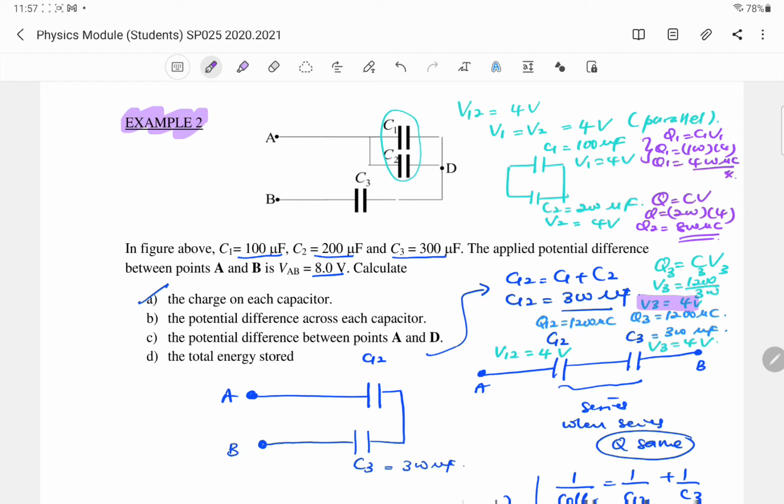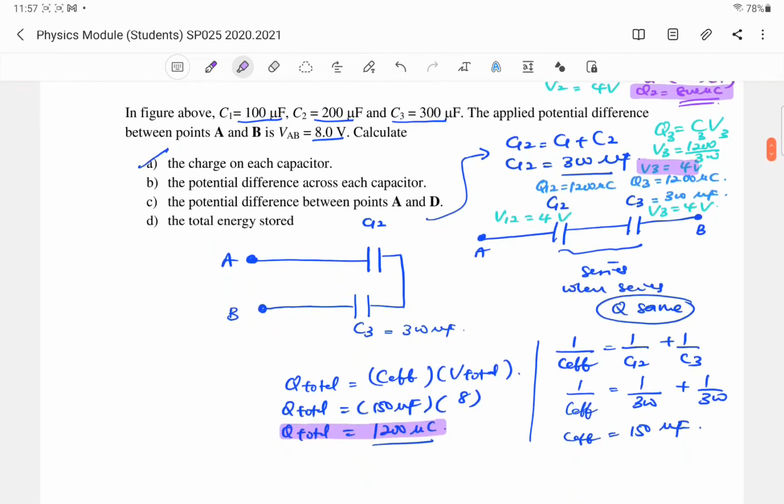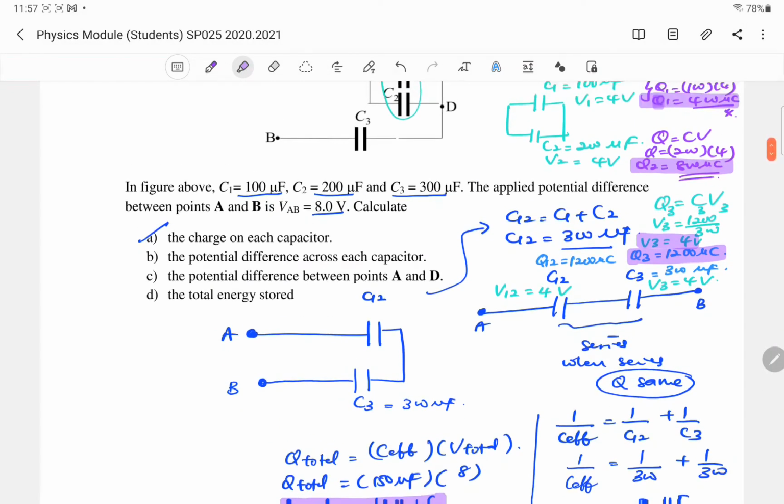Okay, so here the charge on each capacitor. Q1 is 400 microcoulomb, Q2 800 microcoulomb. Where when we add Q1 and Q2, we have 1200 microcoulomb. Q3 is here 1200 microcoulomb.